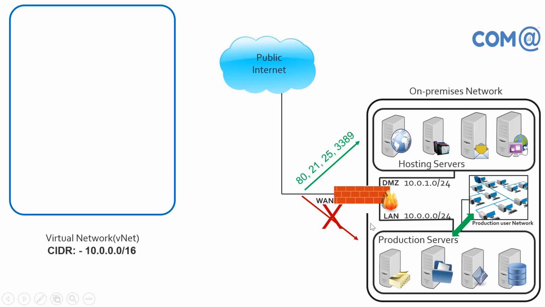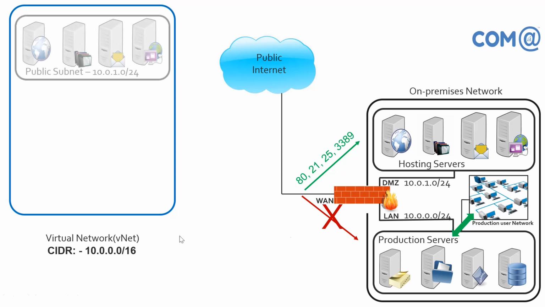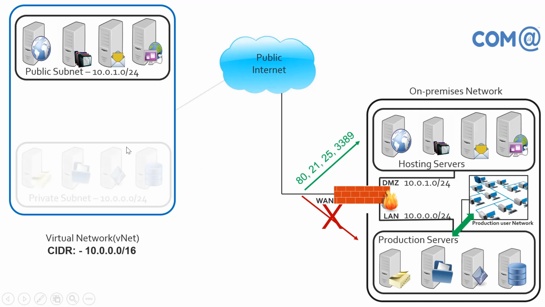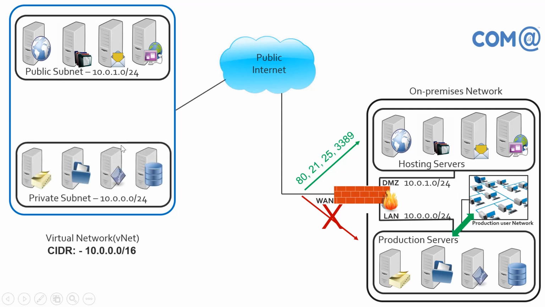Just as you choose what IP range you use in your on-premises network, similarly, while creating a VNet, you can also define what IP range you are going to use inside your VNet. And just as we have hosting servers and production servers in different subnets, in a VNet also we can create multiple subnets, so that we can keep the hosting servers in one subnet and the production servers in another subnet.